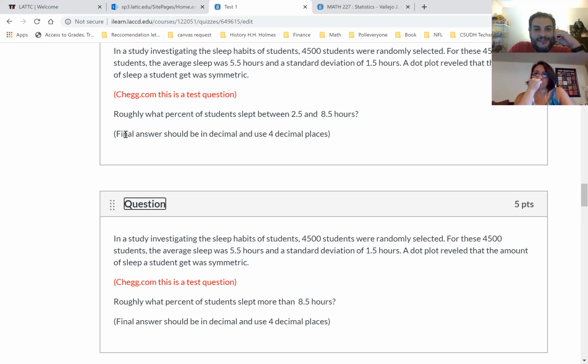So anytime I say final answer should be in decimal, it means I don't want a percentage. I want it in decimal form, and do follow the instruction on how many decimal places I want. For this test, I actually went back and looked at all of them, so if you put 95% or 0.95, I gave you credit.